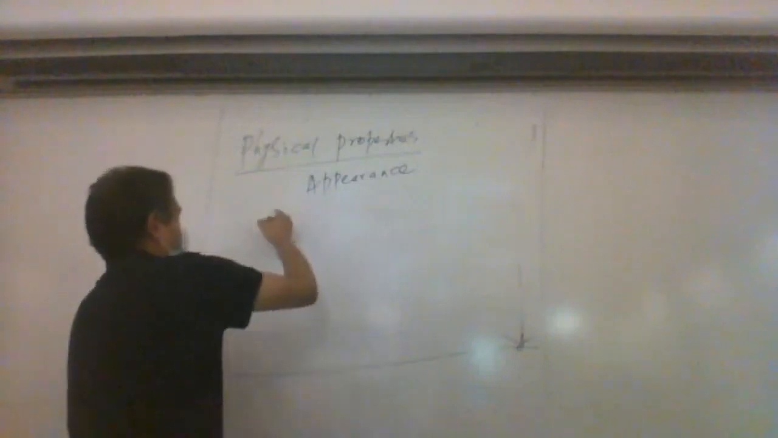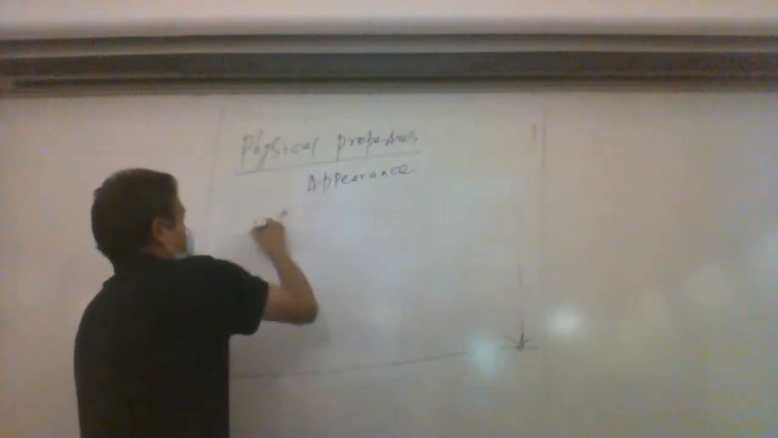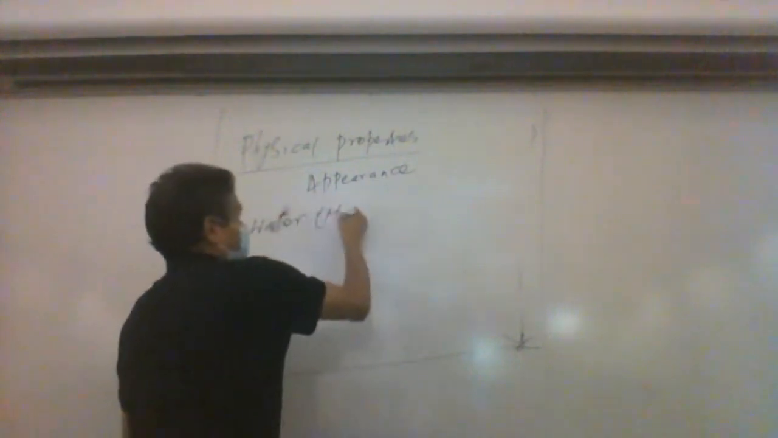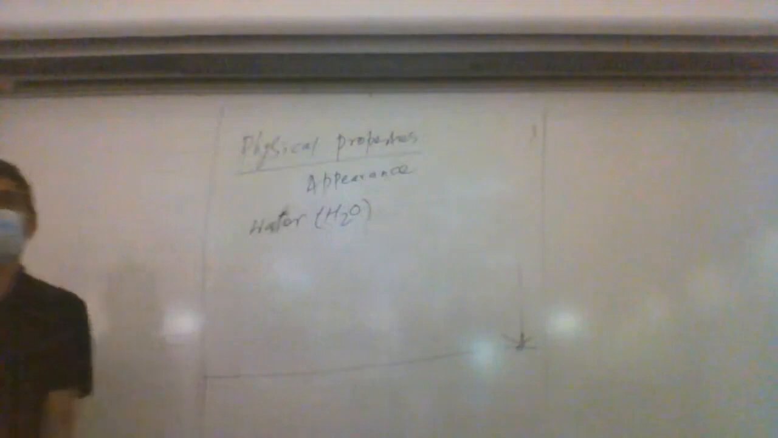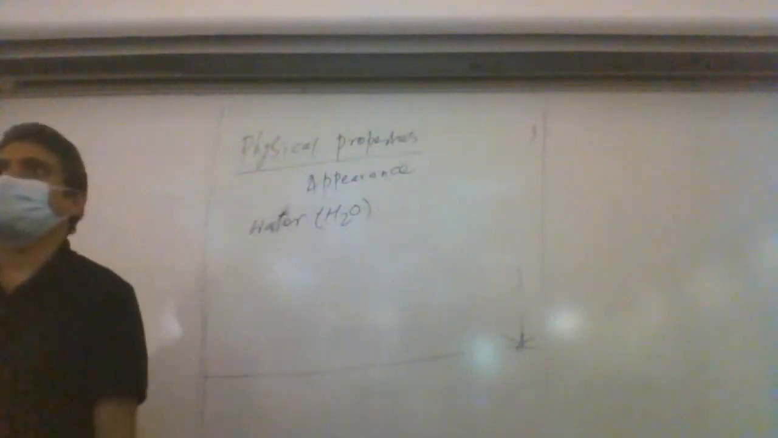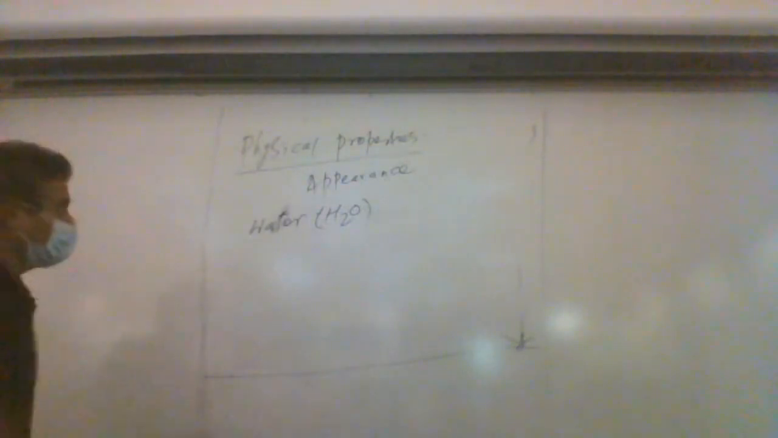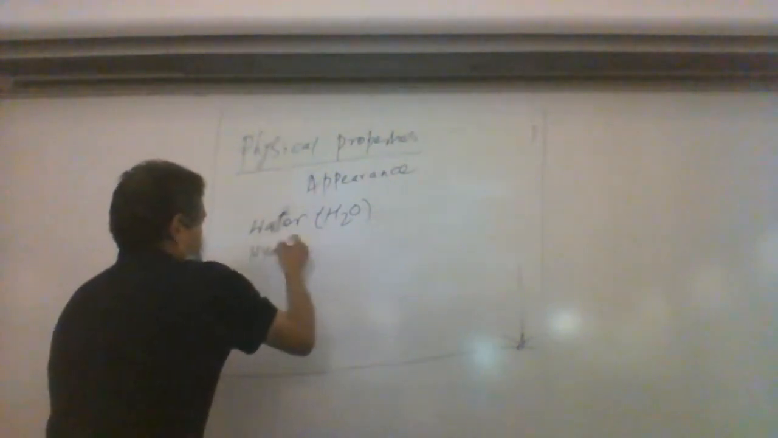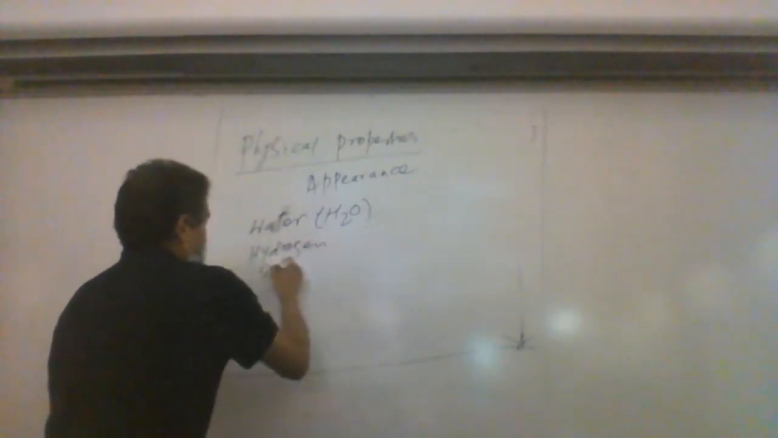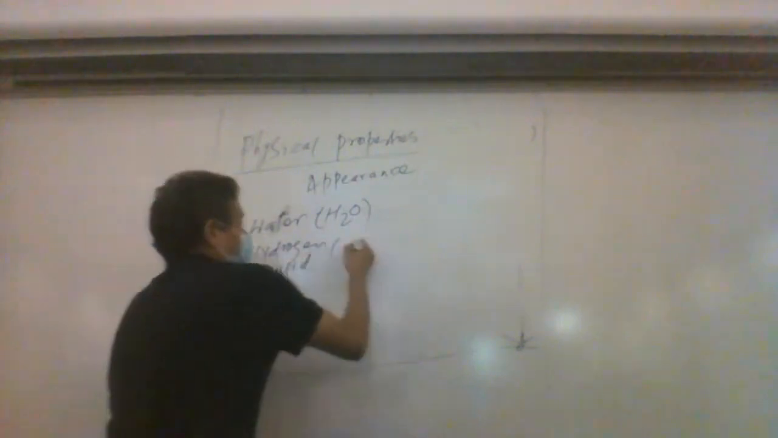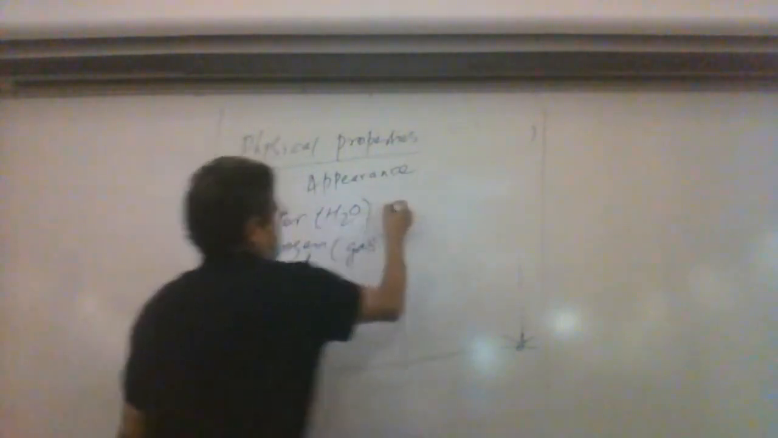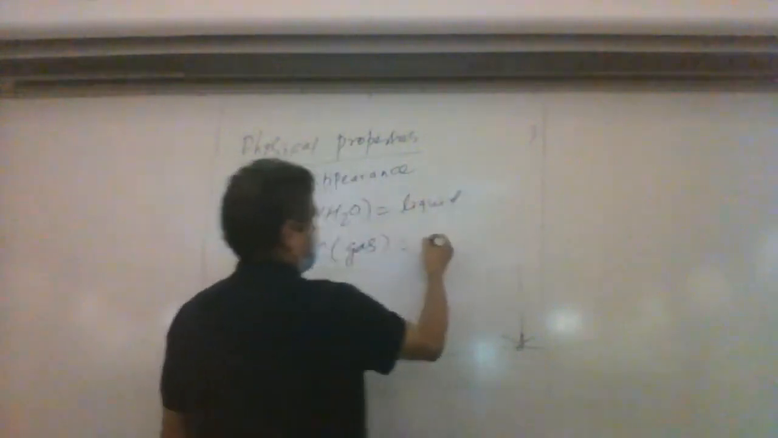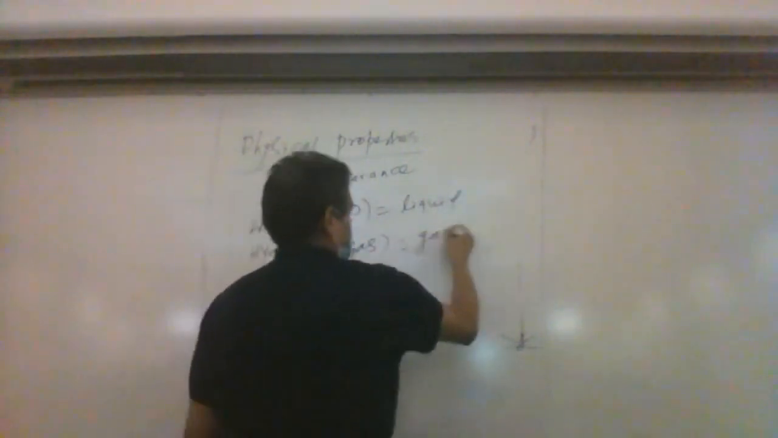Let's say water. The molecular formula of water is H2O. Water is liquid. Why does water look to be liquid, right? Now another, let's say hydrogen sulfide. Hydrogen sulfide is a gas. Why does water look liquid and why does hydrogen sulfide look to be gas?